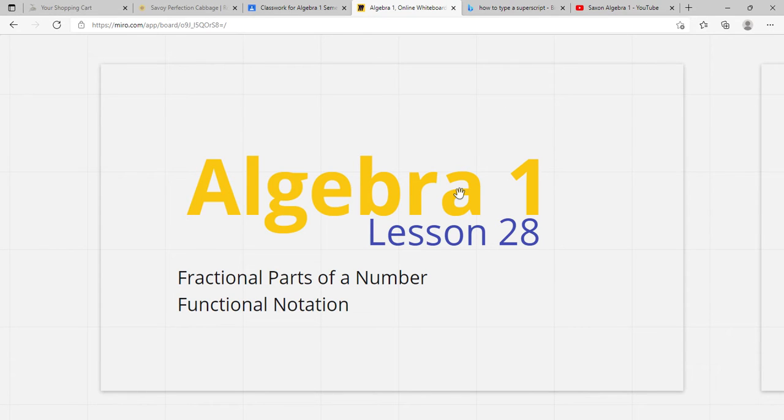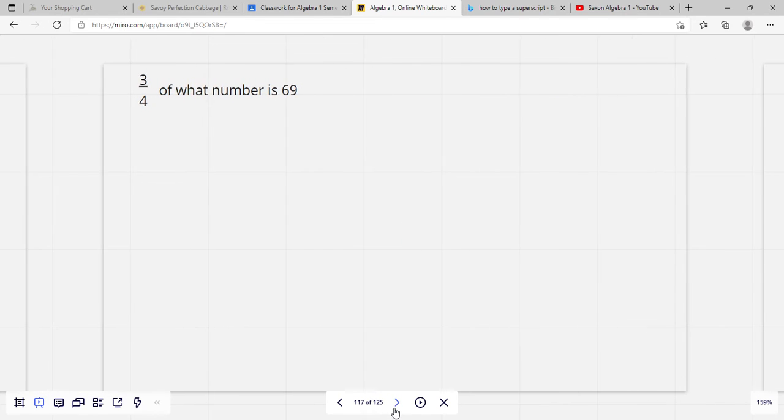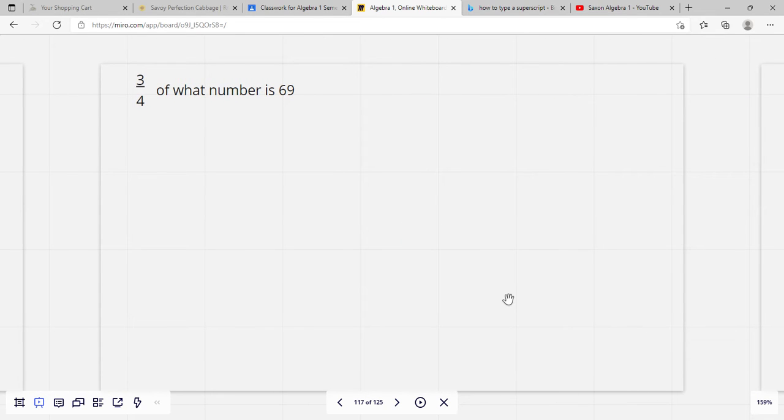Hi everybody, this is Algebra 1, Lesson 28, and this lesson covers fractional parts of a number and functional notation. Alright, so fractional parts of a number. This first one asks us, 3/4 of what number is 69?